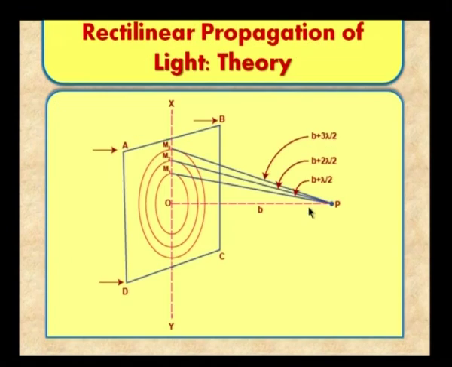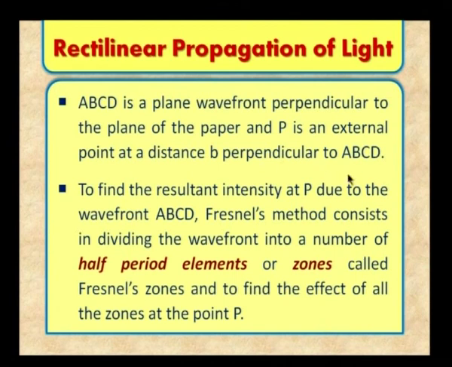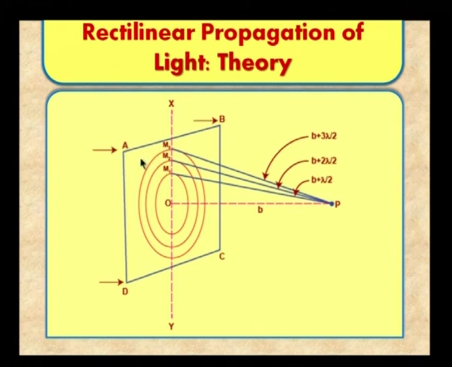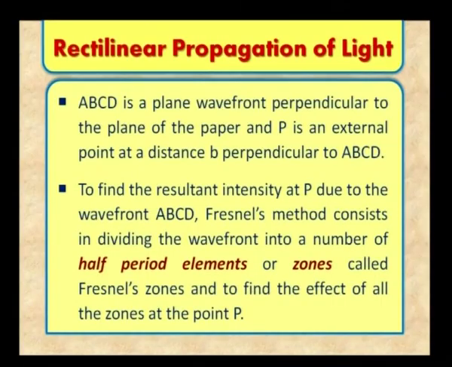To find the resultant intensity at P, at this point P, the light ray is coming here, right. Now, it has reached up to this region ABCD, and these are called the frontal zones. This is the first zone, second zone, third zone, and why are they called zones, and what are half period zones, these things I will be discussing now with you. To find the resultant intensity at P due to the wavefront ABCD, I want to find the intensity at P due to the light coming from the wavefront ABCD. ABCD is a plane up to which light has come, and I want to find the intensity at P, right. I am going to divide the wavefront or the plane into regions called half period elements or zones. Fresnel's method consists of dividing the wavefront into a number of half period elements or zones called Fresnel zones, and finding the effect of all the zones at a point P.